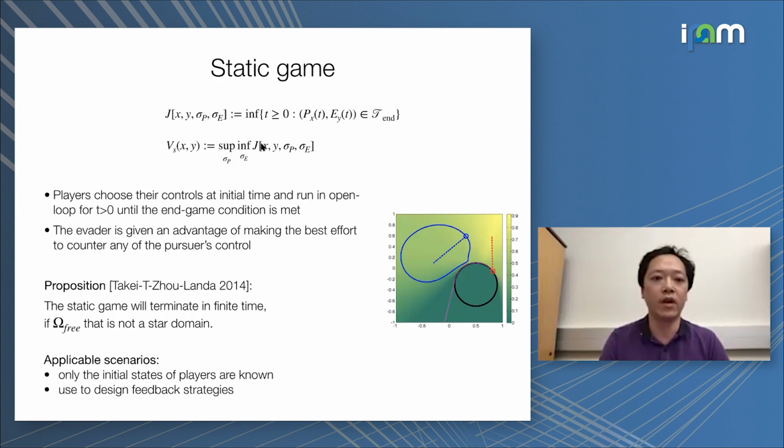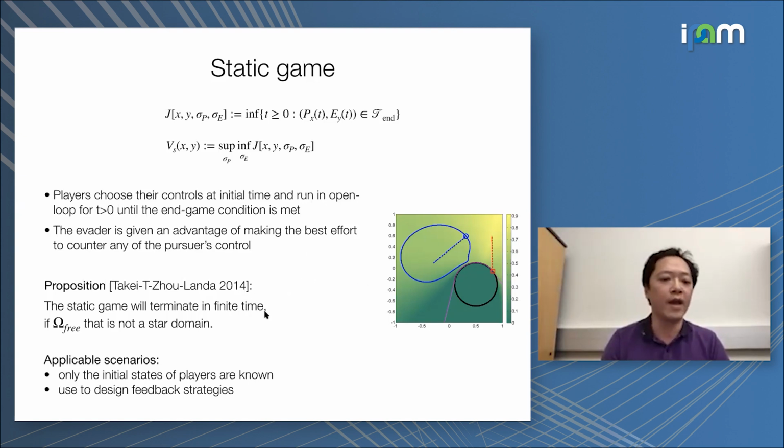So again, the evader has to optimize according to whatever control the pursuer comes up with. So this is an open loop type of problem. Players choose their controls at initial time and run in open loop for t greater than 0 until the endgame condition is met. The evader is given advantage, as I mentioned earlier, to make the best effort to counter any of the pursuer's control.